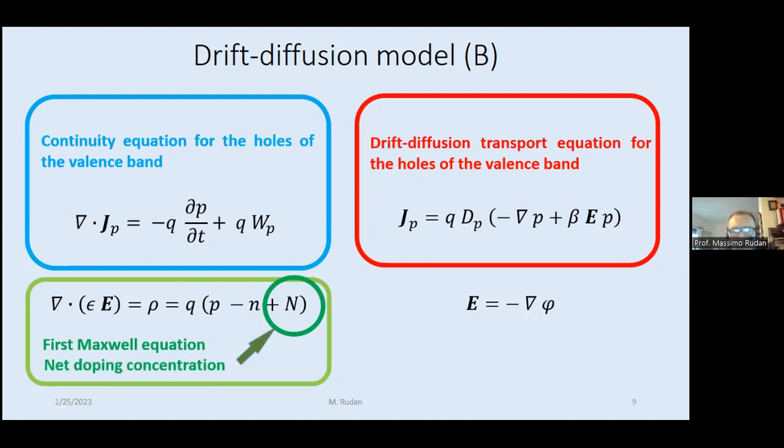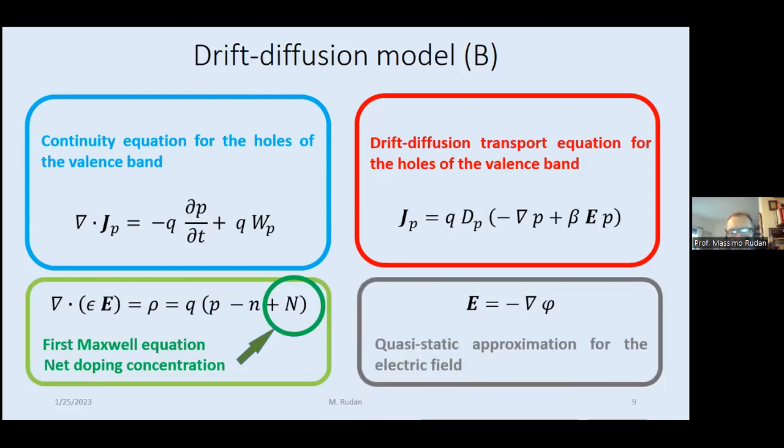As for the electric field, we describe the electric field as minus the gradient of the electric potential. This is incomplete because, in general, there should be also the time derivative of the vector potential. However, semiconductor devices are so small that the propagation of the electromagnetic perturbation in them can be assumed to be practically instantaneous. So the electric field and the electric potential are at each instant consistent with the boundary condition. So we don't have propagation, we neglect the contribution of the magnetic potential.